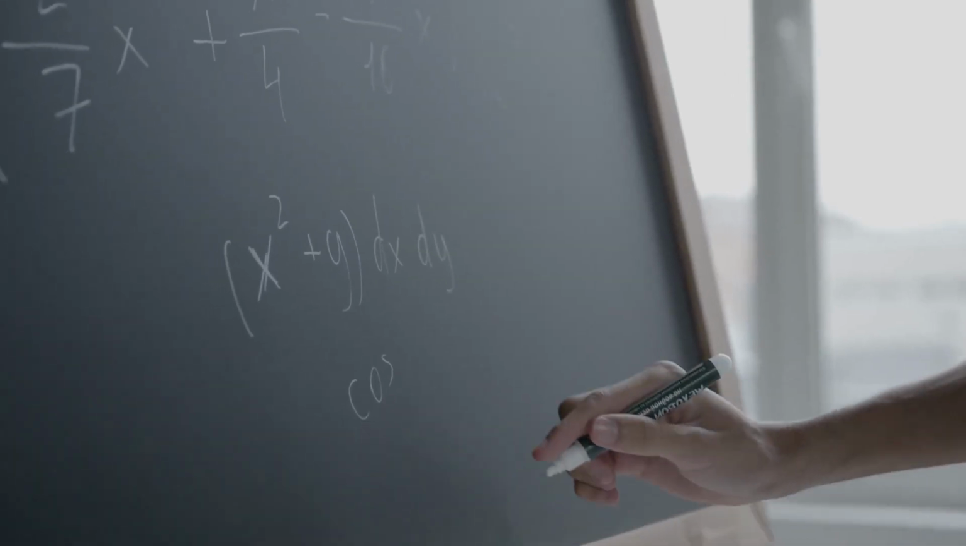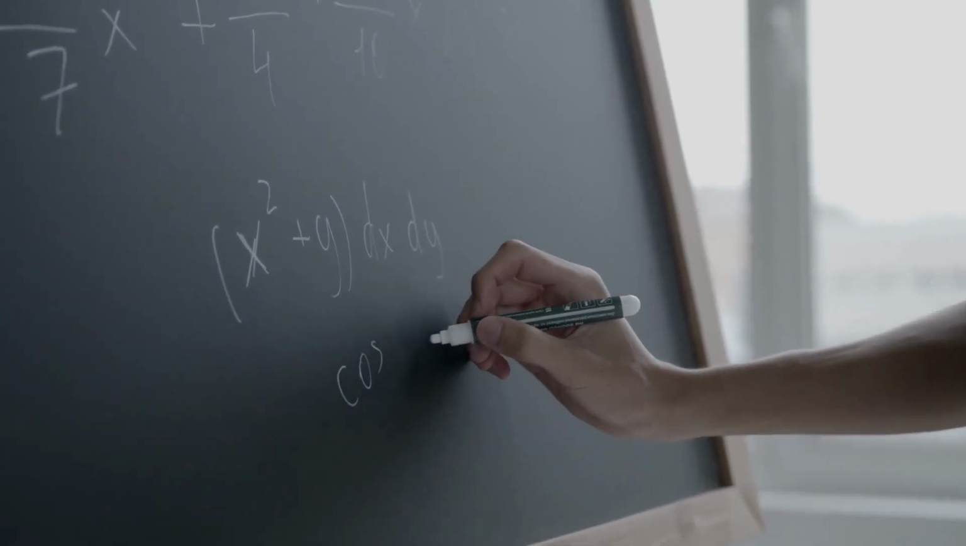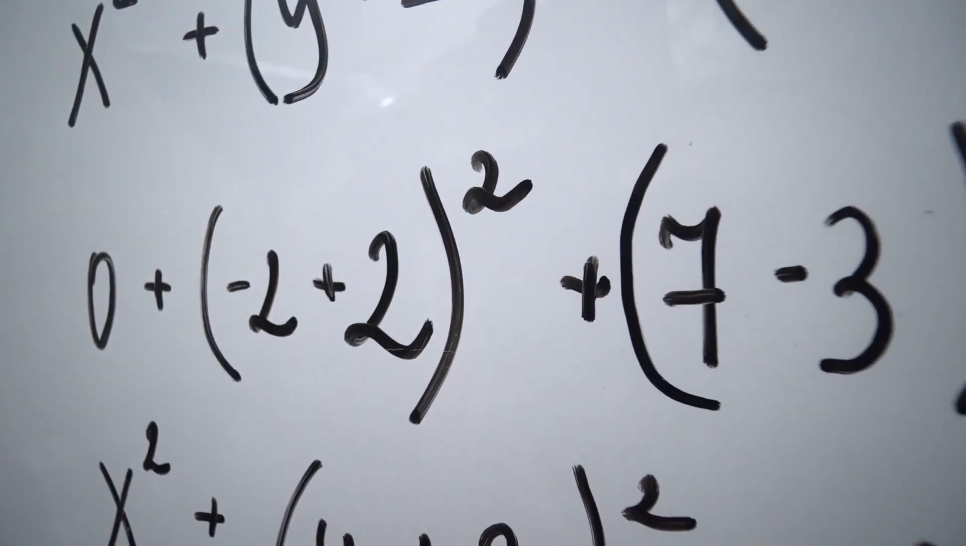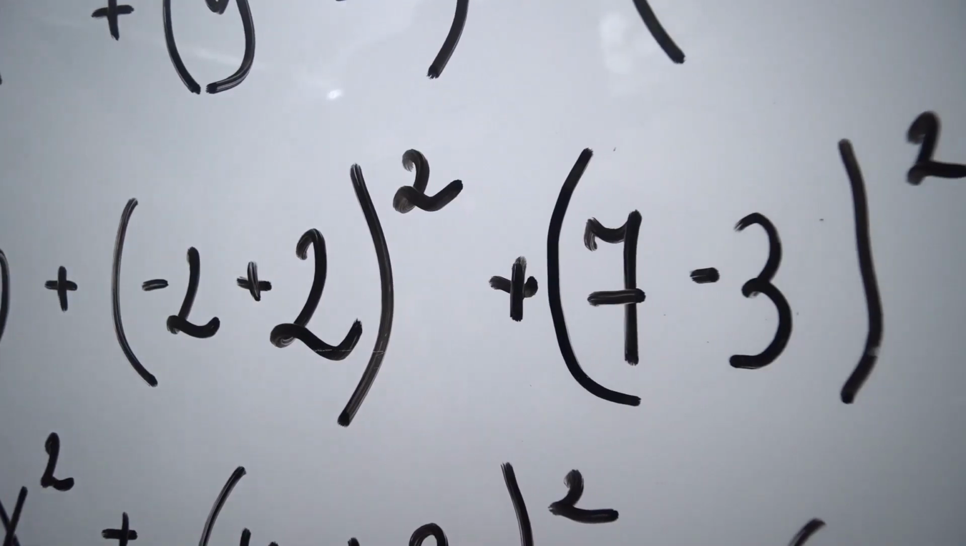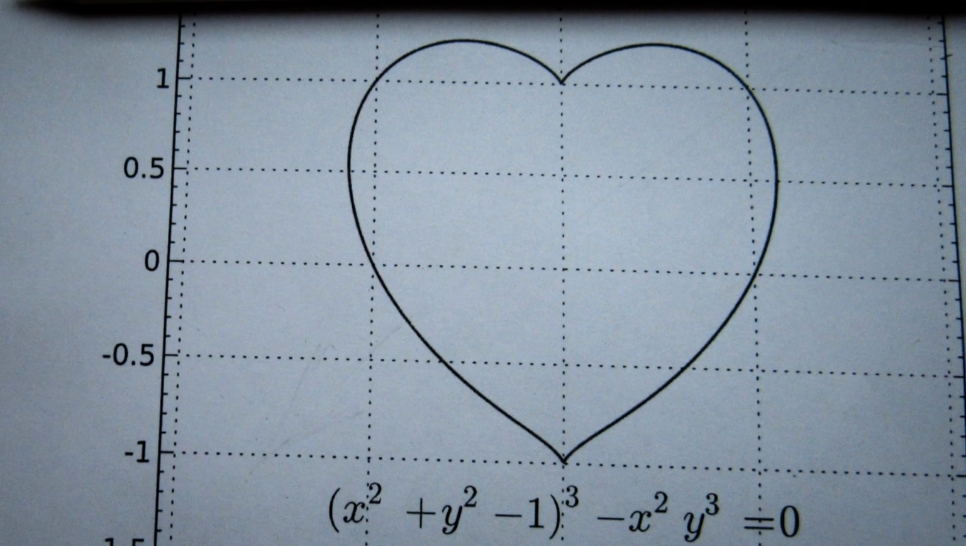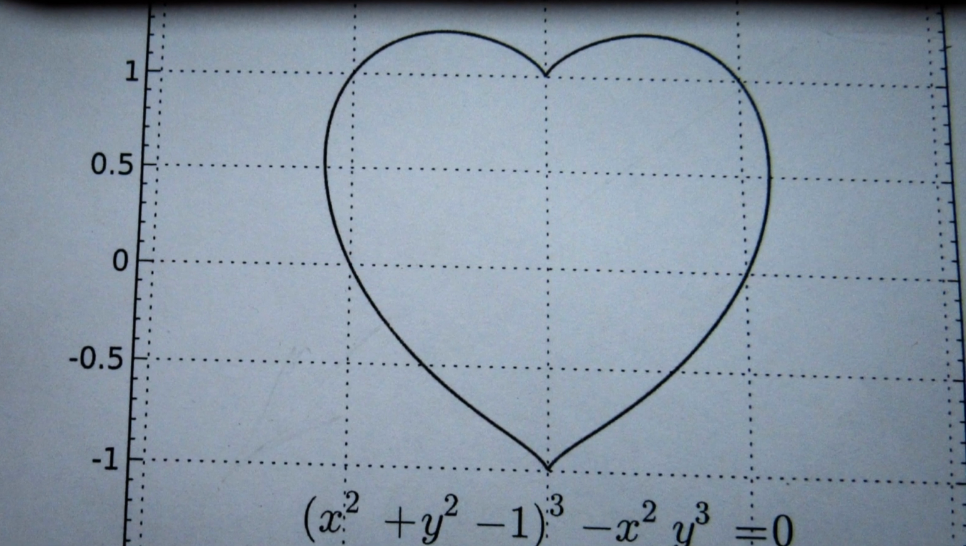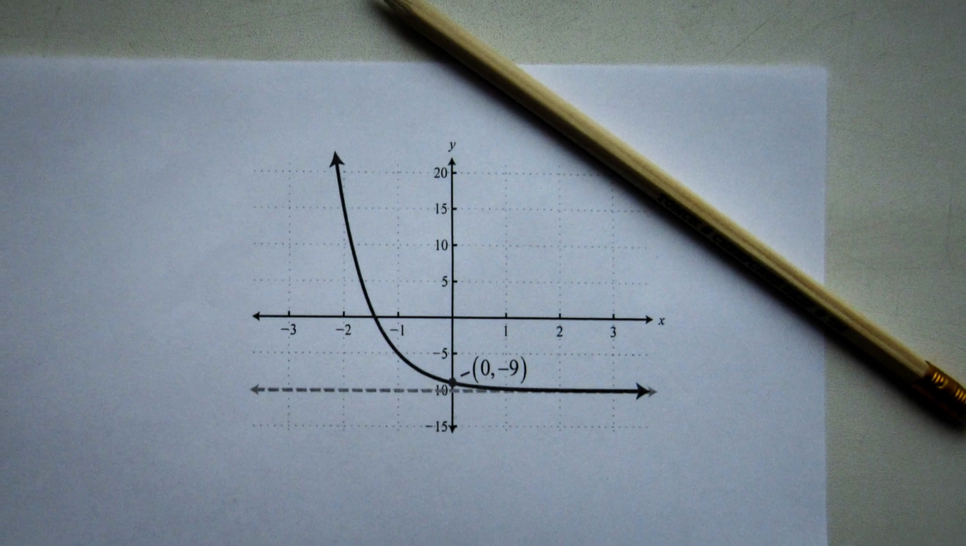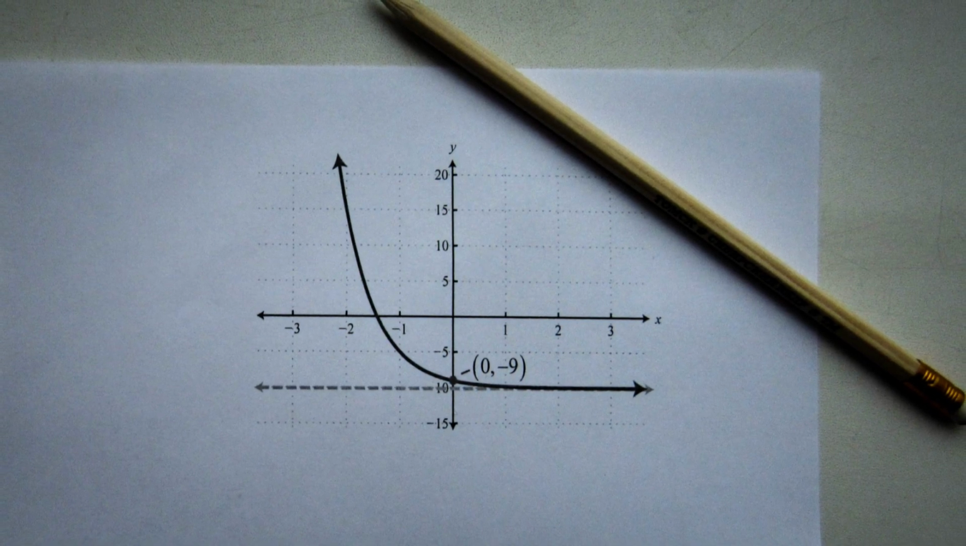To analyze the transformations, we can break it down as follows. 1. Horizontal shift. The term x minus 1 indicates a horizontal shift to the right by 1 unit. This means that the vertex of the parabola moves from (0, 0) to (1, 0). 2. Vertical shift. The plus 5 indicates a vertical shift upwards by 5 units. Therefore, the vertex of the parabola is now at the point (1, 5).